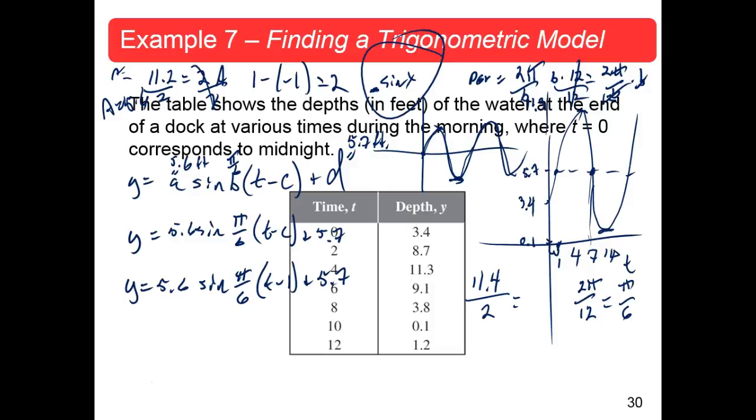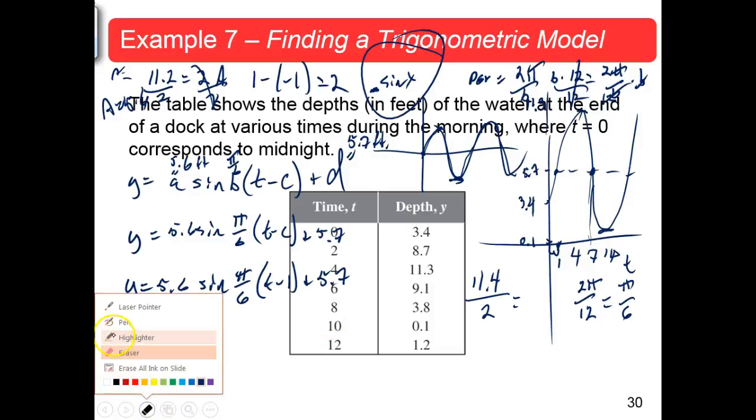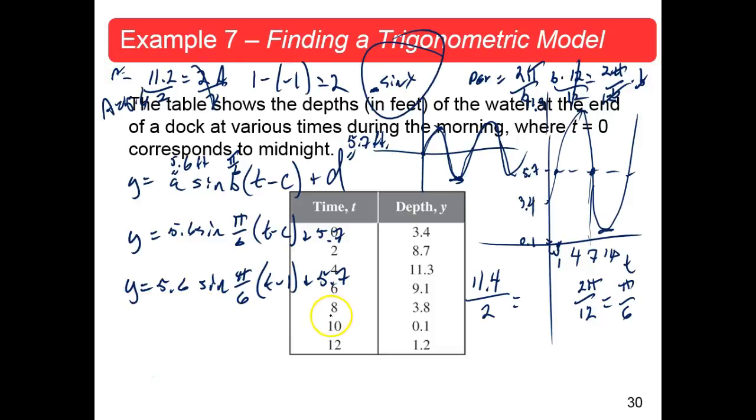Now, the second part says find the depths at 9 a.m. and 3 p.m. Okay? 9 a.m. would be somewhere right in here. Okay? But I wouldn't take the average of those two because this isn't a linear function. But how could you get it?